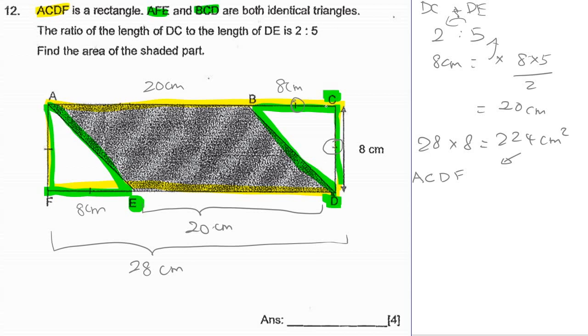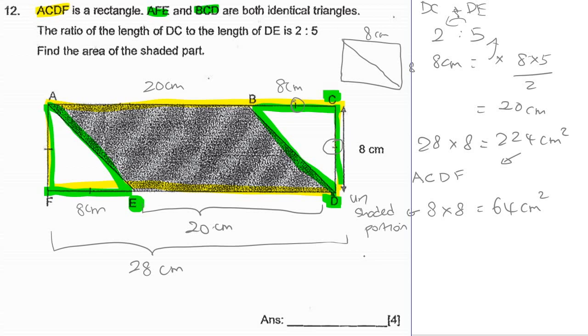So once I already know ACDF is actually 224 centimeter square, I want to remove the unshaded portion. Can you see clearly that this unshaded portion is actually identical? Which means that when these two triangles come together, remember, one portion here is 8. Just cut 8. It's actually one square. It comes together with one square. So I just need to find the area of one square. 8 times 8 equals 64 centimeter square. This is the unshaded portion.